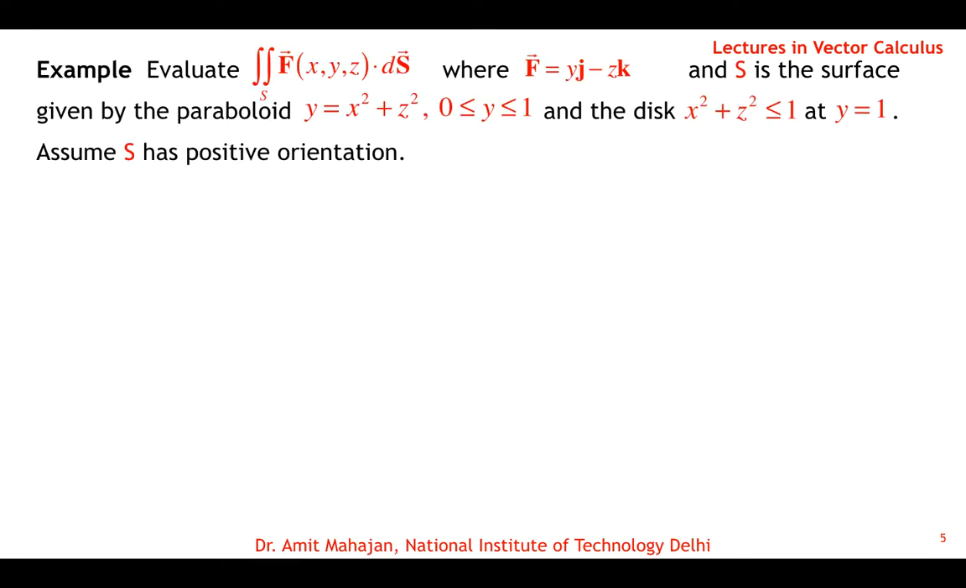Say for example, evaluate the double integral of F dot dS, where you have a vector field F as y j minus z k, and S is the surface given by the paraboloid y equals x square plus z square, which is between y equals 0 and y equals 1, and the disk x square plus z square less than or equal to 1 at y equals 1. So basically you have a paraboloid which is cut by the plane y equals 1 into a disk. Assume S has positive orientation.